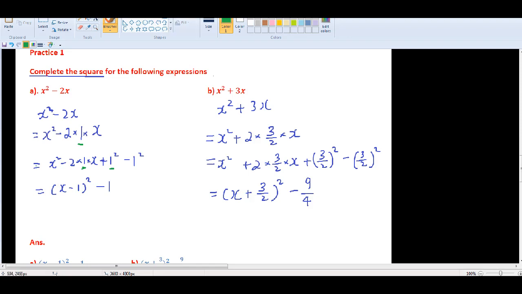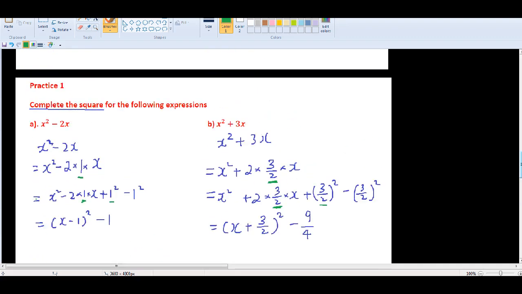For part B, that's 3. For 3, you need to think: 2 times what equals 3? It should be 3 over 2. So 3 over 2 is the key number. For the next step, you need to add that 3 over 2 squared and then take it away. The first three terms you can always group into a perfect square, which is x plus 3 over 2, bracket squared, minus 9 over 4.